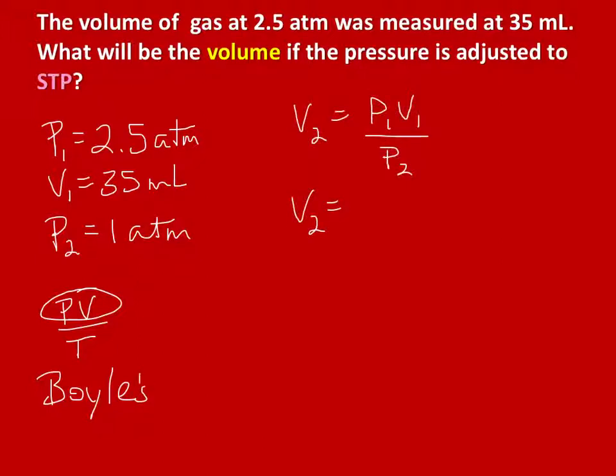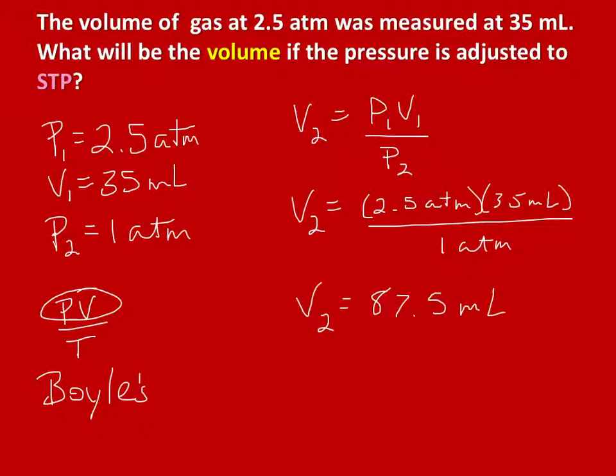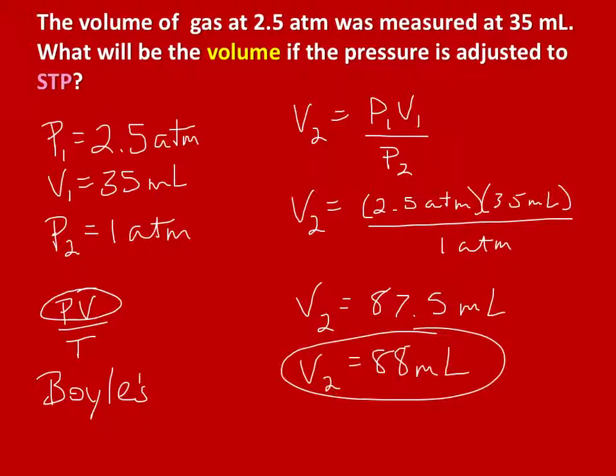Rearranged to solve for volume, it will be pressure times volume divided by the new pressure. So we get 87.5 milliliters as our answer. Since the given information was in 2 significant digits, we want to round this answer to 2 significant digits. The relationship between pressure and volume, according to Boyle's law, is an inverse relationship. As the pressure decreased from 2.5 to 1 atmosphere, the volume increased from 35 milliliters to 88 milliliters.